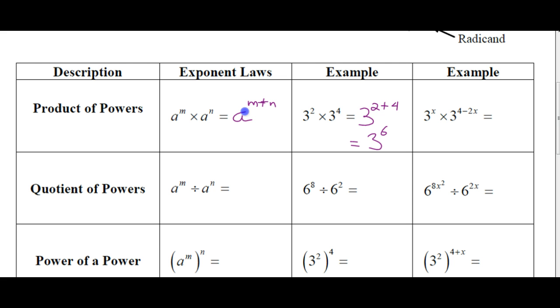3 to the x times 3 to the 4 minus 2x. So it's going to be x plus 4 minus 2x, which works out to 4 minus x, right? Because you're adding the x, so you got x minus 2x is negative 1x. And we could write it as 4 minus x, or we could write it as negative x plus 4, okay? So it could be either way.